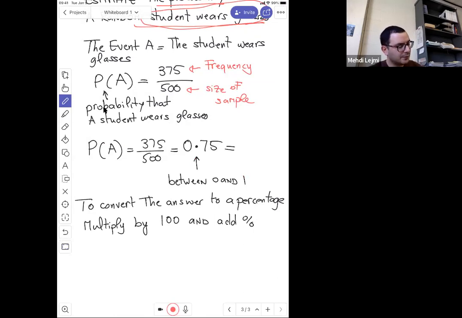So like here, our answer is, we said it's 0.75, right? So what we do, just multiply by 100. So this is 0.75 times 100, and then there's this percent.